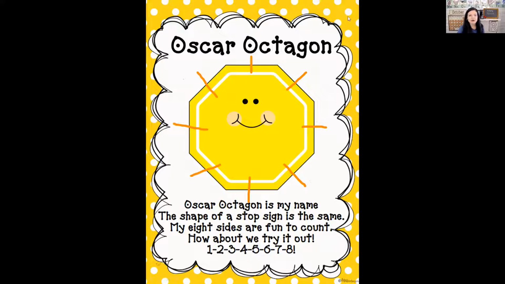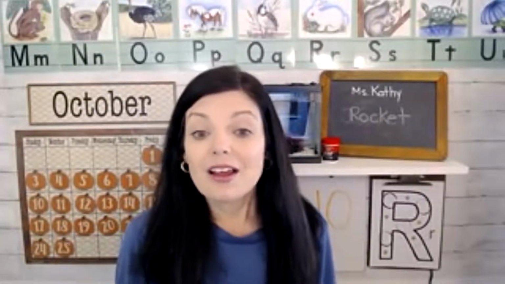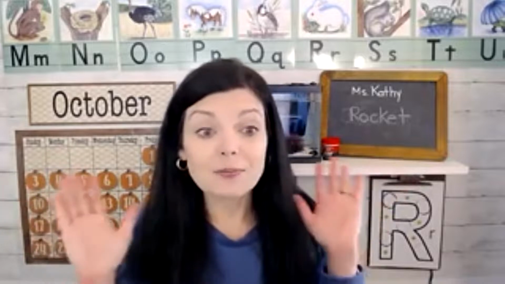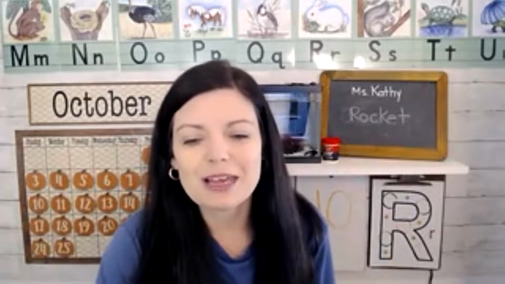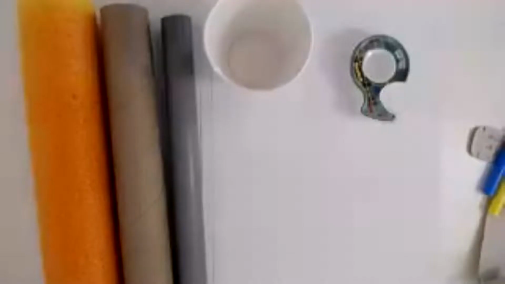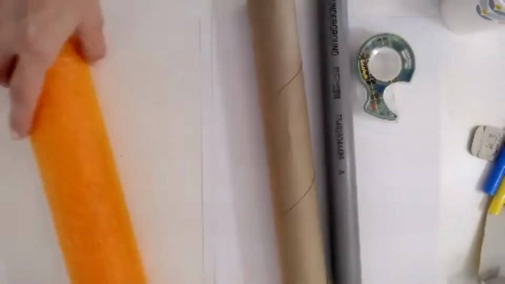So this week we're going to be working on the shape, which is an octagon. I'm going to make a rocket right now for art. So let's head over to the art table, everyone. Okay, so here we are at the art table. We're going to make a homemade rocket, and I'll show you how. All you need to do is find a tube, and I have some ideas for you.